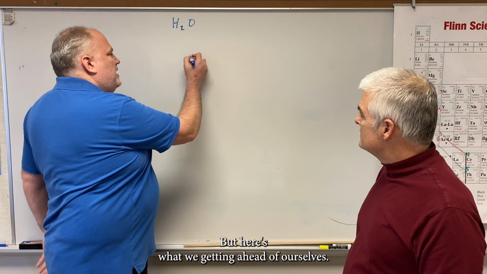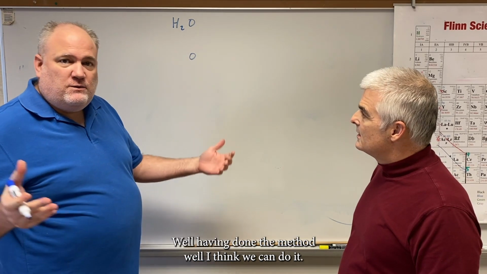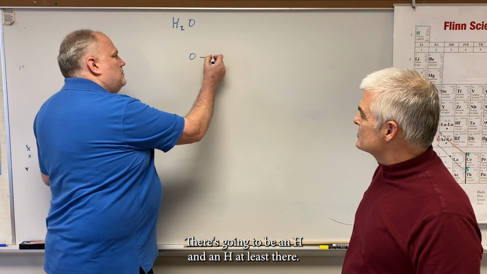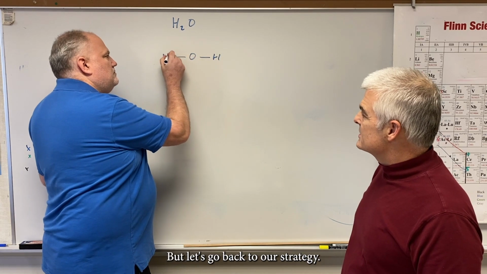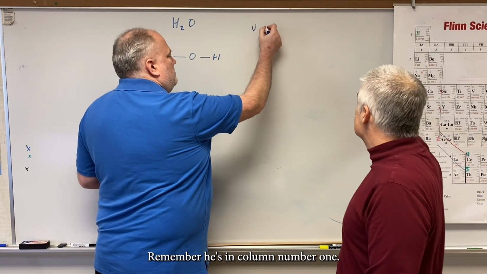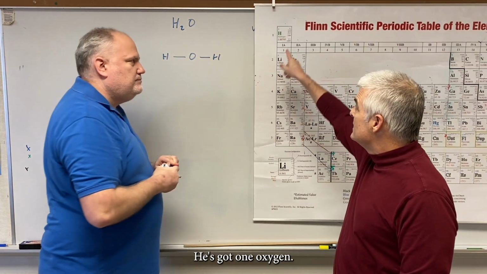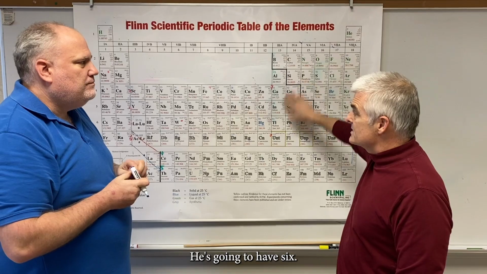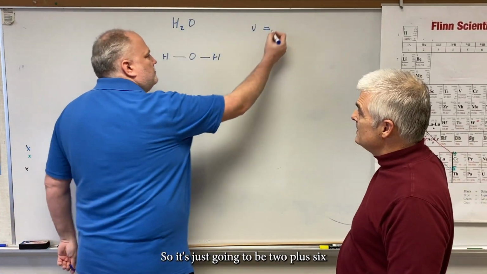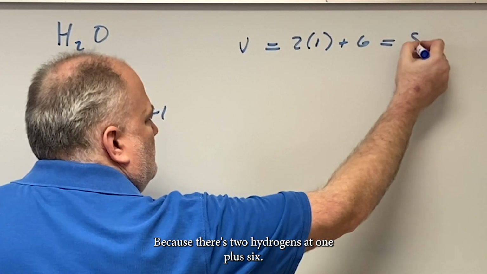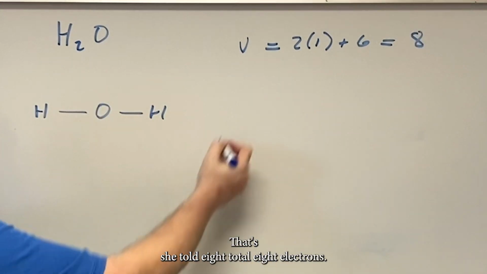But we're getting ahead of ourselves. We're starting to draw the structure without having done the method. Well, I think we can do it. We can write the H's and then we'll do the method. There's going to be an H and an H, at least there. But let's go back to the strategy. How many electrons total do we have? Hydrogen, remember, he's in column number 1. He's got 1. Oxygen, we did this in the previous example, he's going to have 6. So it's just going to be 2 plus 6, because there's 2 hydrogens at 1 each, plus 6. That's a total of 8 electrons.